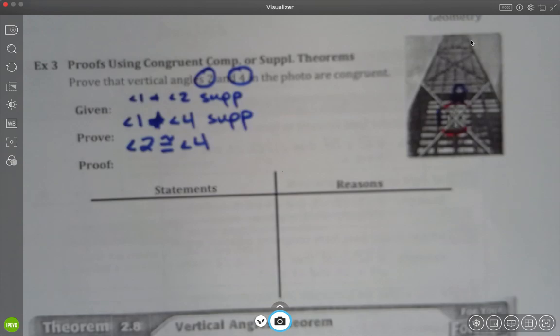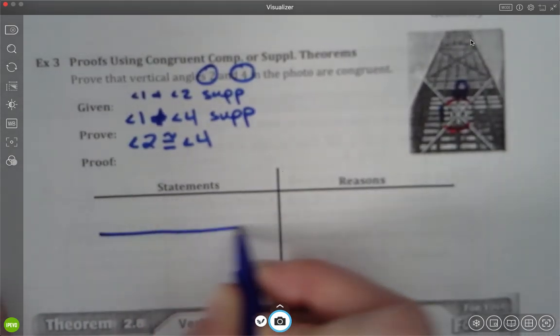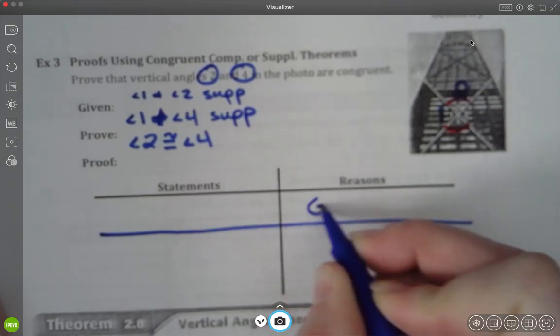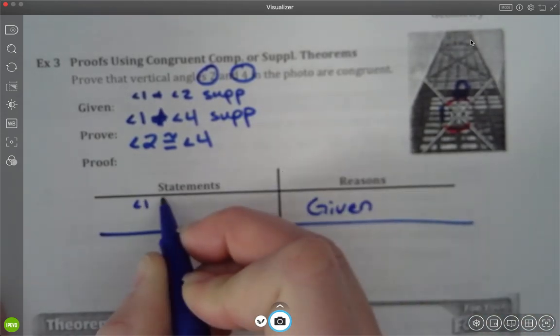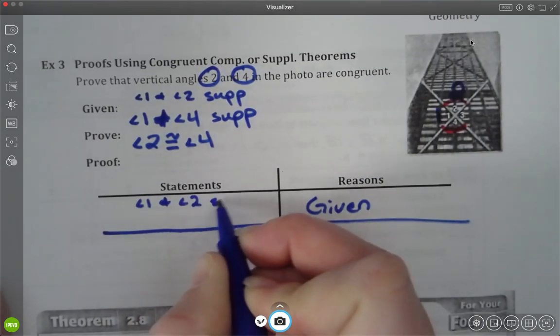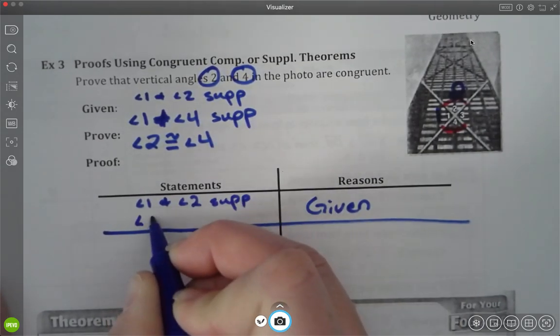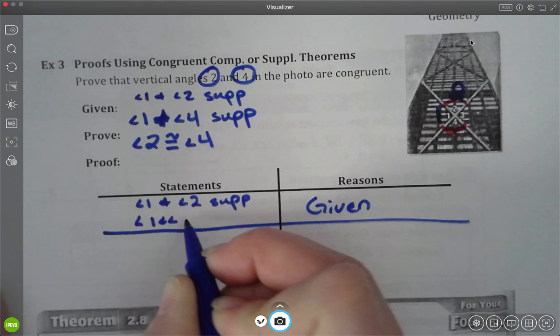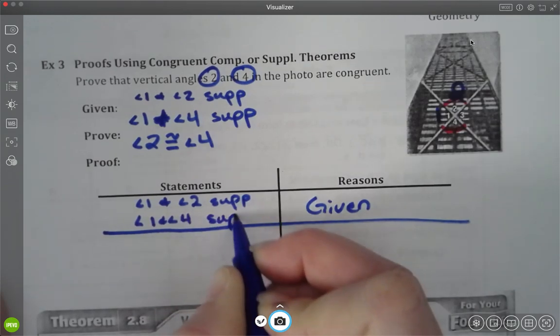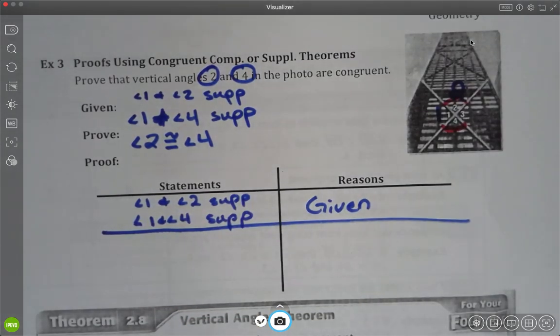So let's write down our proof. What do we start with? The given. Given: angle 1 and angle 2 are supplementary. Angle 1 and angle 4 are supplementary. Then what?